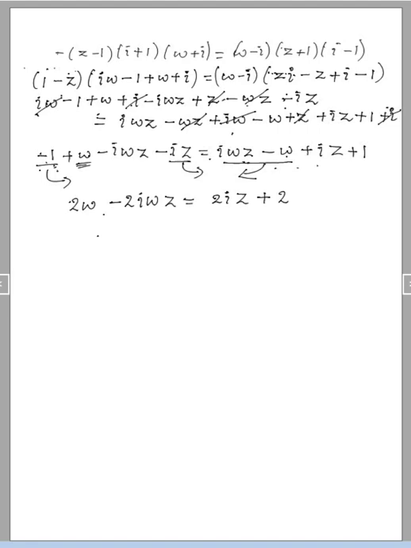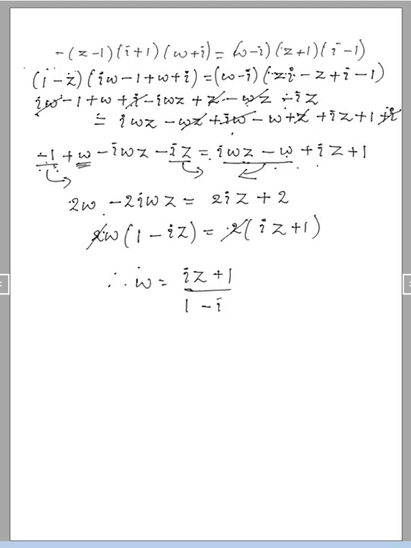So I require to express in the form of W equal to AZ plus B. So I will take out 2W as common. So you are left out with 1, as I am taking 2W in the first term. 1 minus IZ, which is equal to, here I will take out 2 common. You are left out with IZ plus 1. So which is nothing but 2 get cancelled. Therefore you are left out with W equal to IZ plus 1 divided by 1 minus IZ.